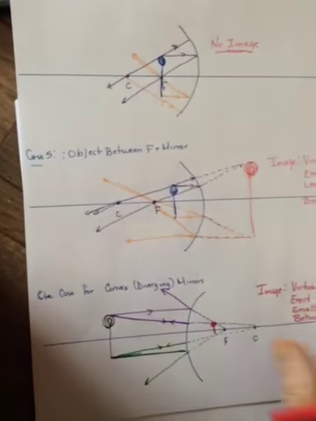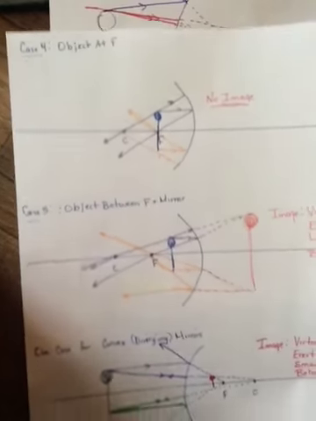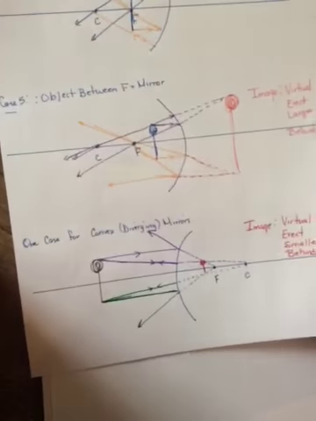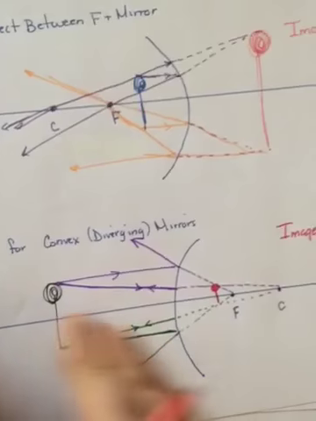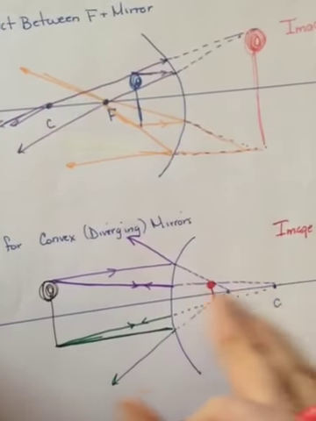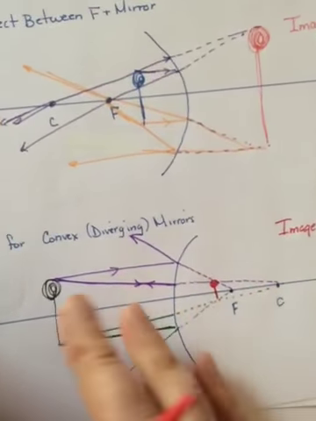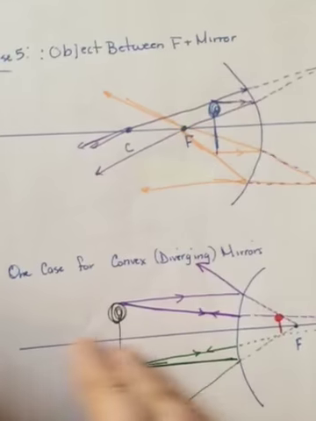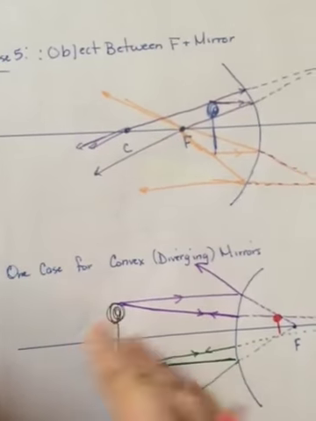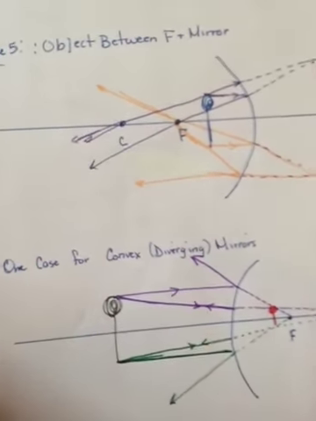If I could zoom out, here were the last 3. Okay, there's only one case for the diverging mirror, and there's only one case because it doesn't matter where you put it here, the image is always going to be behind the mirror. Okay, so only one case for the diverging mirror. We can't put it between F and C like we could for the other one. It's just always going to be behind the mirror.